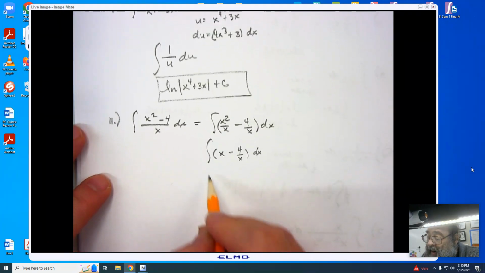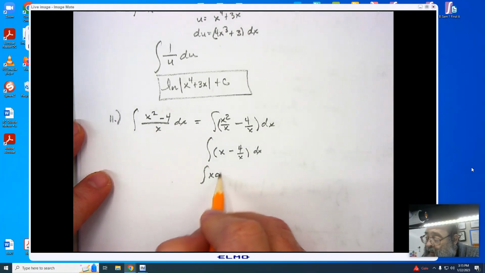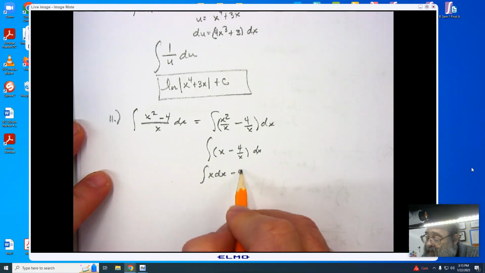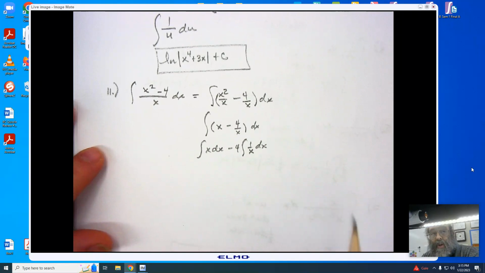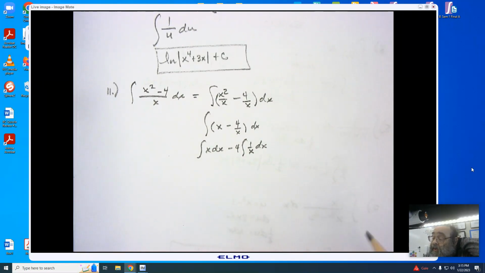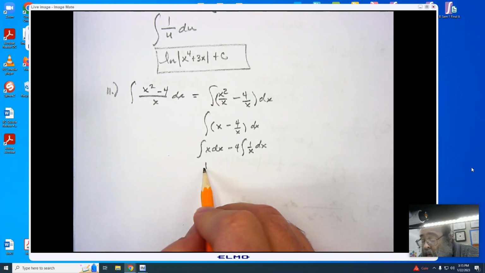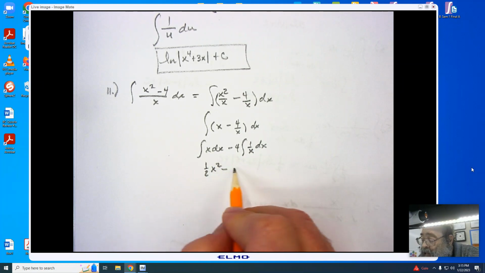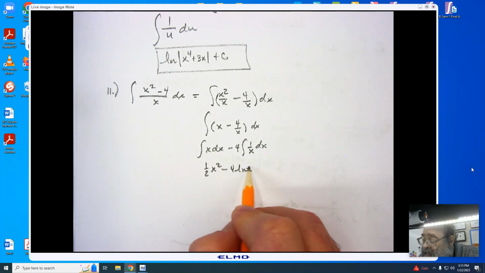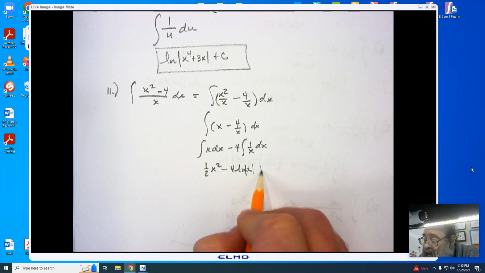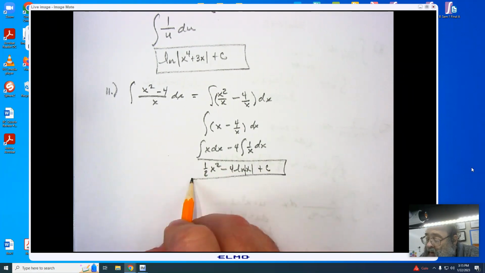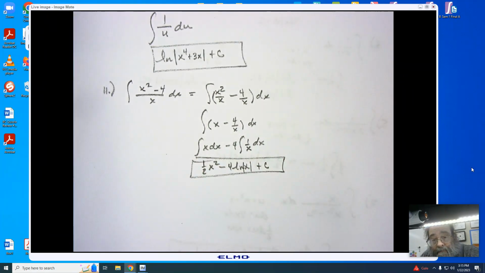We're now going to integrate each piece one at a time. Think about it like this. I think this is an easier way to kind of see it. It's up to you, however. You can go directly from it and get yourself that 1/2 x squared minus 4 natural log of the absolute value of x plus c. Don't forget that absolute value.